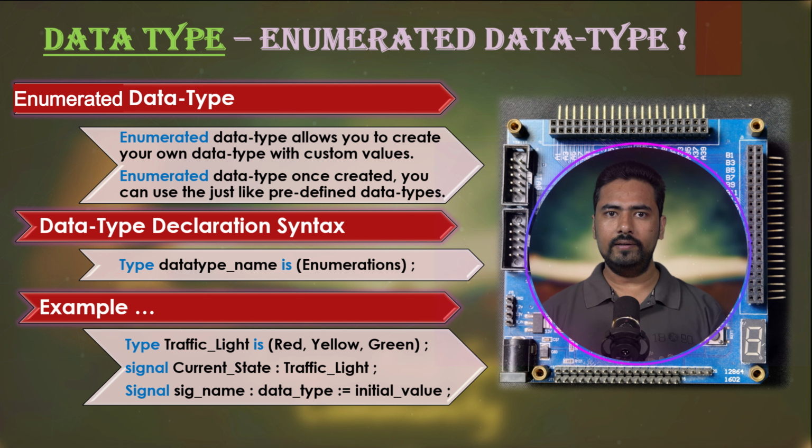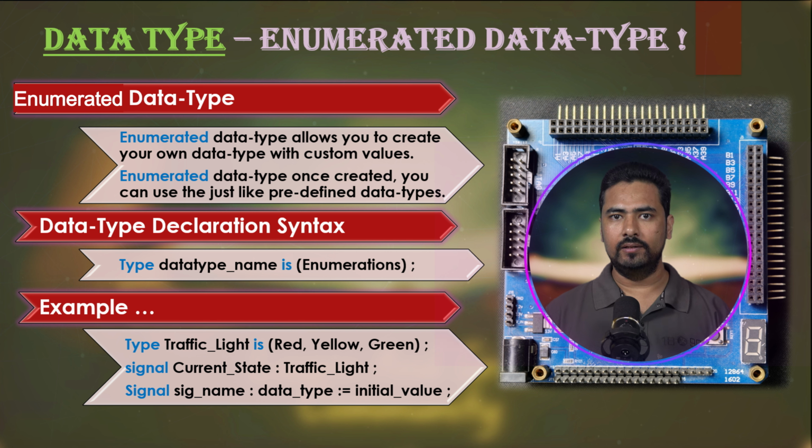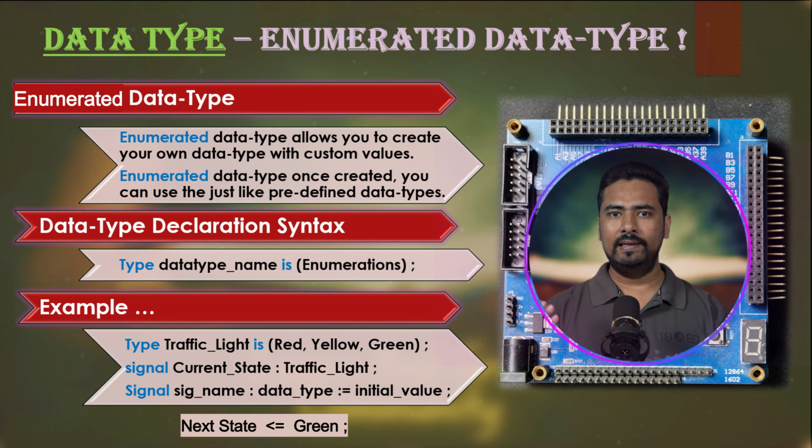We can also declare the signal by initializing some values. For example, signal current_state : traffic_light := red; Now this initializes the value red to the current state, which is one of the enumerations within our traffic light data type. You can also assign values to the signal, just like you can assign values in other data types. For example, next_state <= green; This statement will assign the value green to the next state, which is one of the enumerations within our traffic light data type.